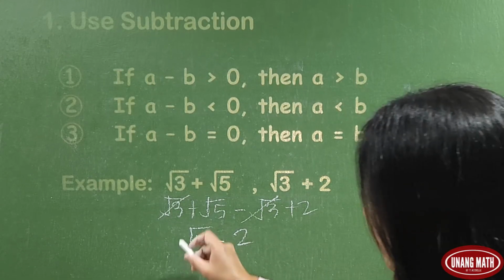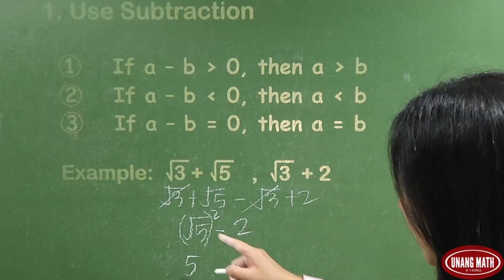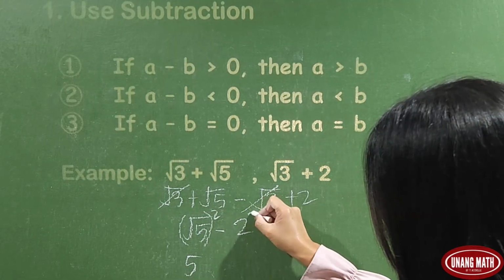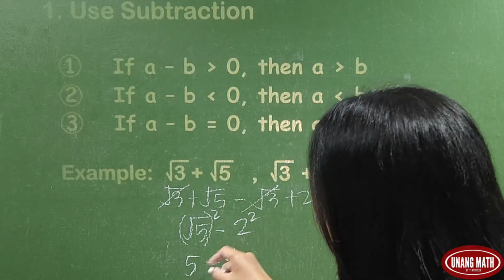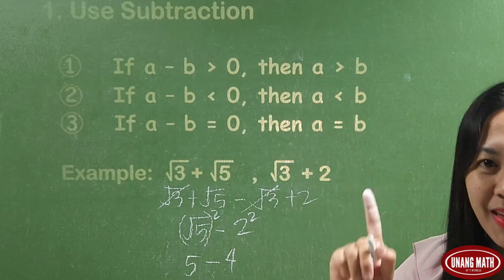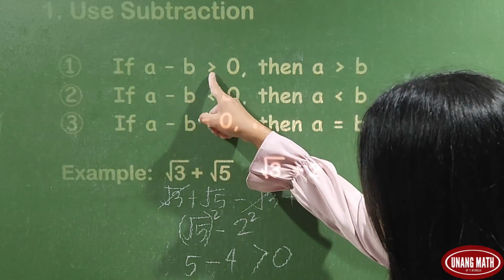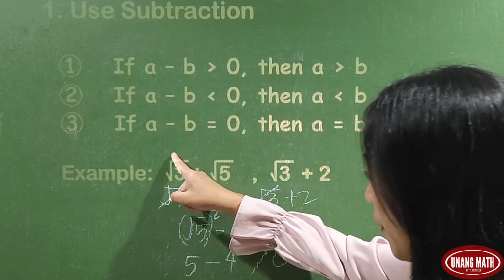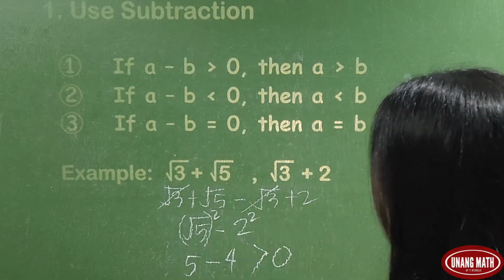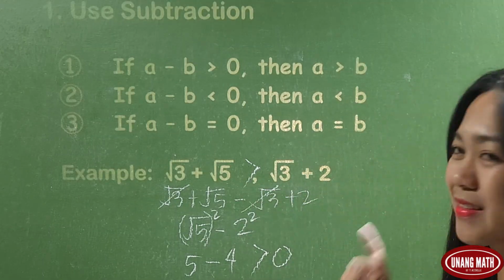Square root of 5 means if we will square this number, then this is equal to 5. Since we square this number, we have to square 2 also. So this is 4. And 5 minus 4 is greater than 0. A minus b is greater than 0. So square root of 3 plus the square root of 5 is greater than square root of 3 plus 2.